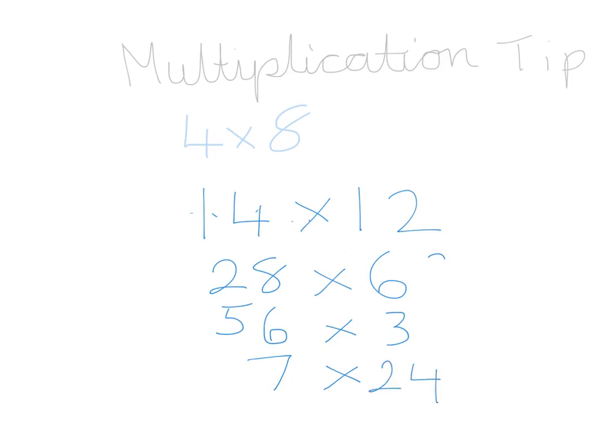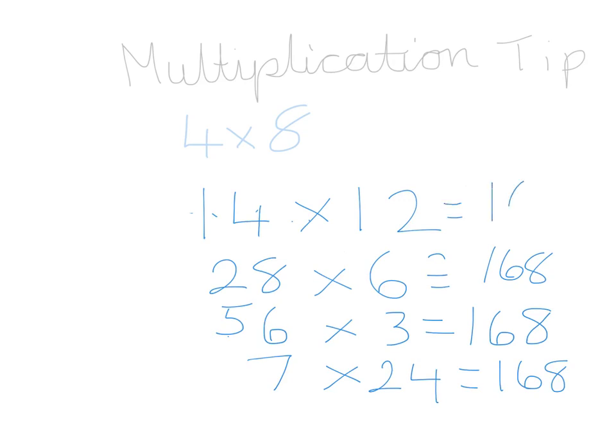Okay, well you just have to take my word for it here that I'm going to do the easiest one. 3 times 56. 3 times 6 is 18. 3 times 5 is 15 and 1 is 16. So that's 168. 7 times 24 is 168. 28 times 6 is 168. 14 times 12, therefore, is 168. A very good tip to have.